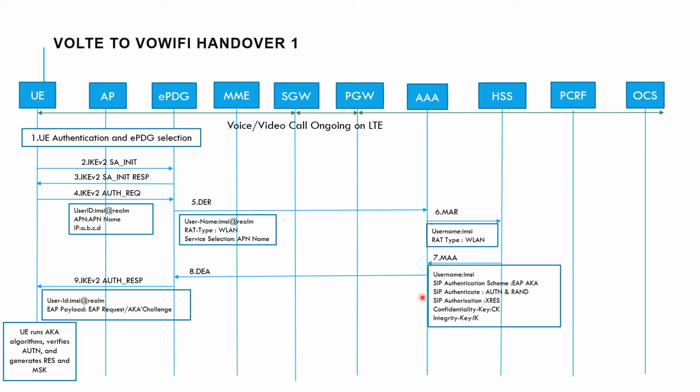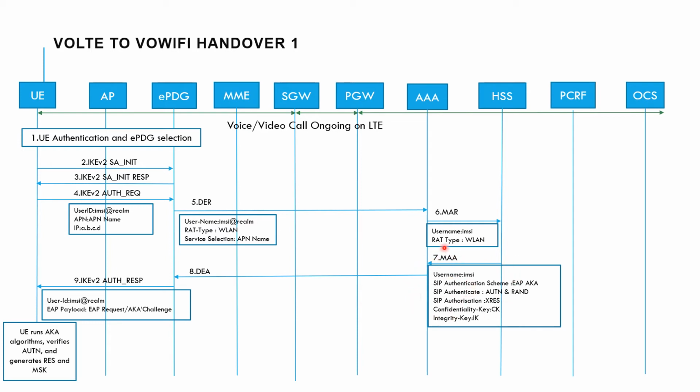Then the next information element is the SIP authenticate, which consists of authentication vectors like the AUTN and random number. Then the next information element is the SIP authorization, which consists of another authentication vector, which is the XRES. The last two main information elements are the CK and IK, which are the confidentiality key and the integrity key. All this information is sent from HSS to the AAA.